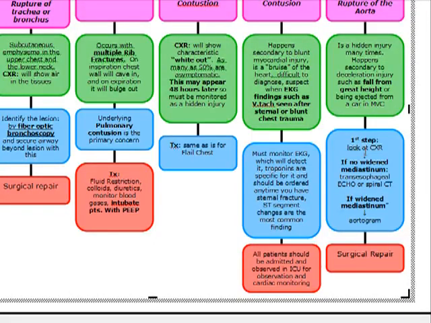Look at the chest x-ray. We're going to look for a widened mediastinum. If no widened mediastinum, echo or spiral CT. If a widened mediastinum, aortogram, and if aortogram is positive, we go to surgical repair.